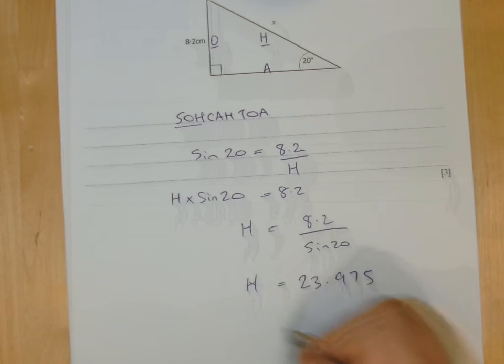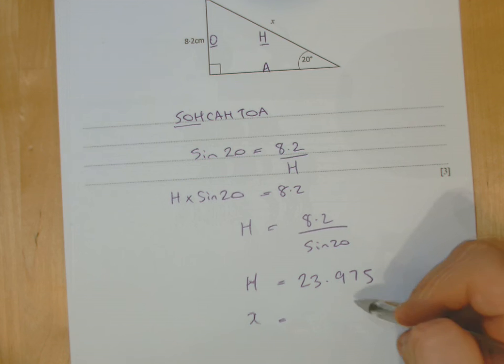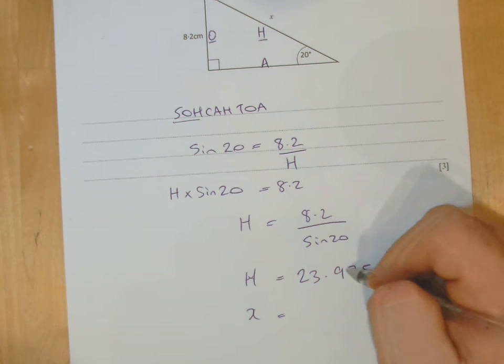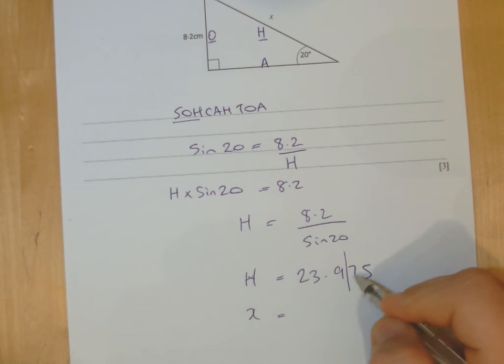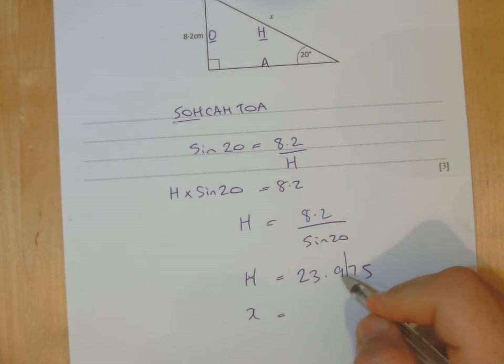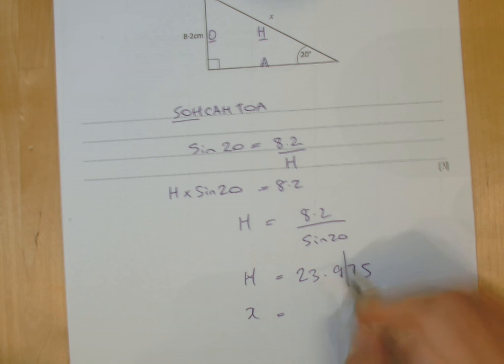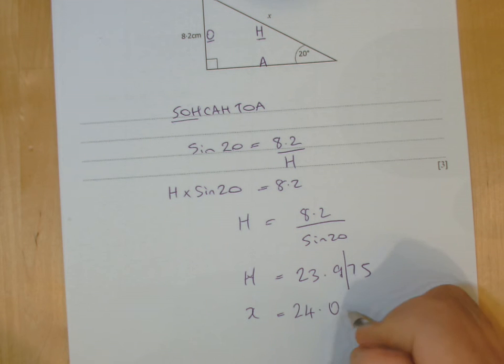So this will be my x. And again, it looks like we've got a rounding thing to do to one decimal place. So I'm going to chop that off there. And of course, because that's a 7, I round this up. And again, it's a 9, so I round this up to a 10. So put a 0 there and carry the 1 over. So it will be 24.0 centimetres.